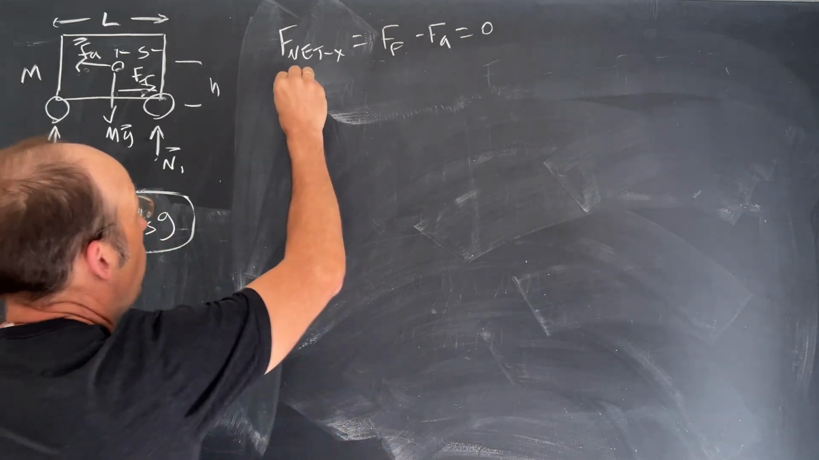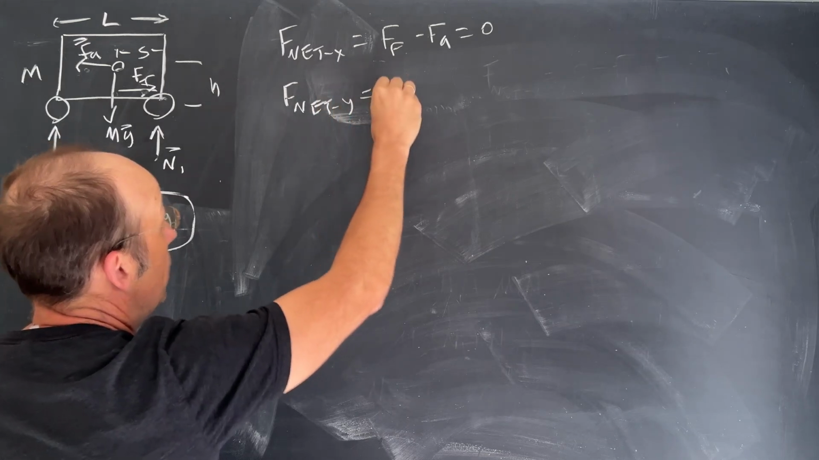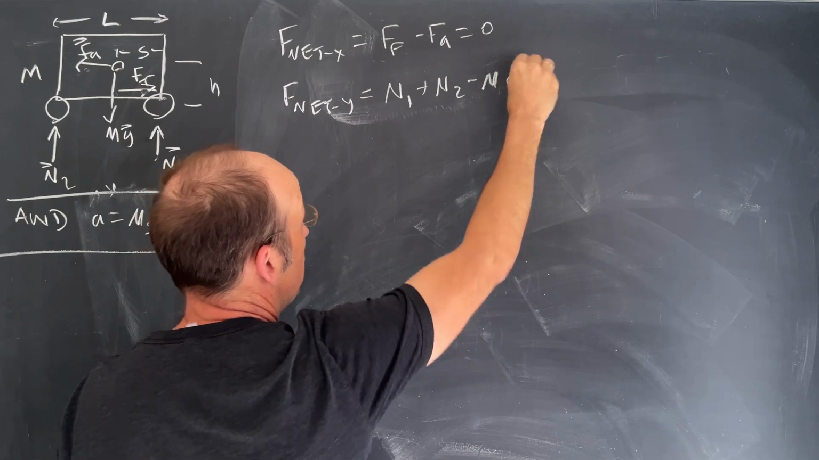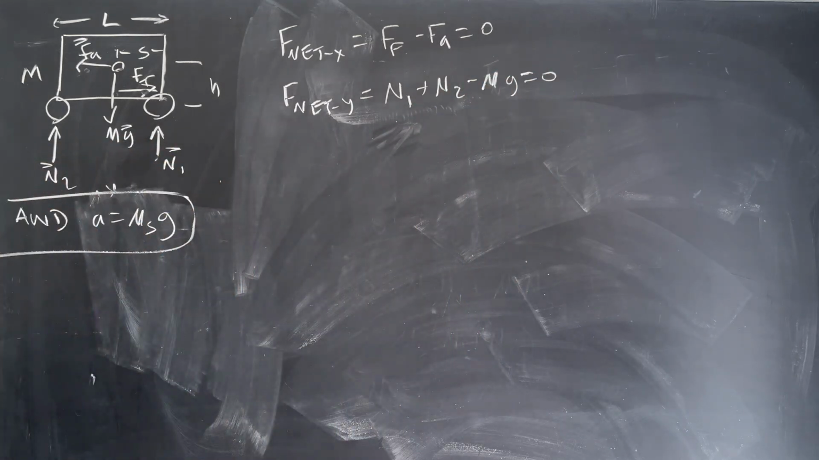Okay, and in the y direction, these will never change, right? F net y is going to be equal to N1 plus N2 minus mg equals 0. So, yeah, we'll just leave it like that. Those are going to be the same. The only thing that's going to change is my torque equation.